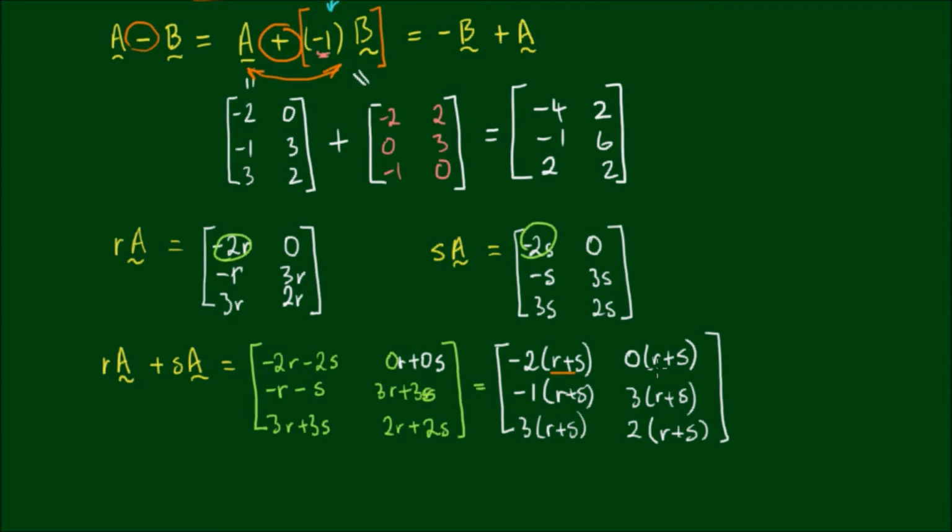Okay, so common between all of these elements is the factor R plus S. So let's factor that out. So we have negative 2, 0, negative 1, 3, 3 and 2.